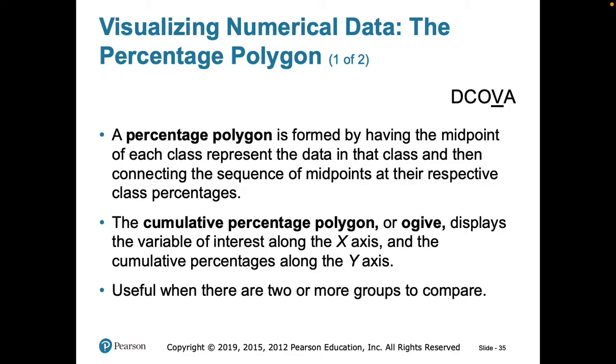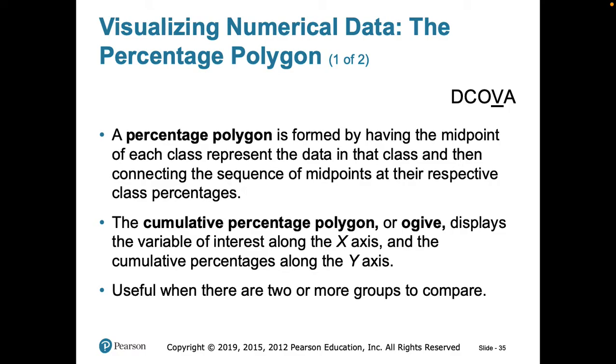Okay, another method to visualize data is the percentage polygon. A percentage polygon is formed by using the midpoint of each class. Remember how we find those midpoints? You have this midpoint, and then you represent the data in the class and connect the sequence of midpoints, which are the respective class percentages.